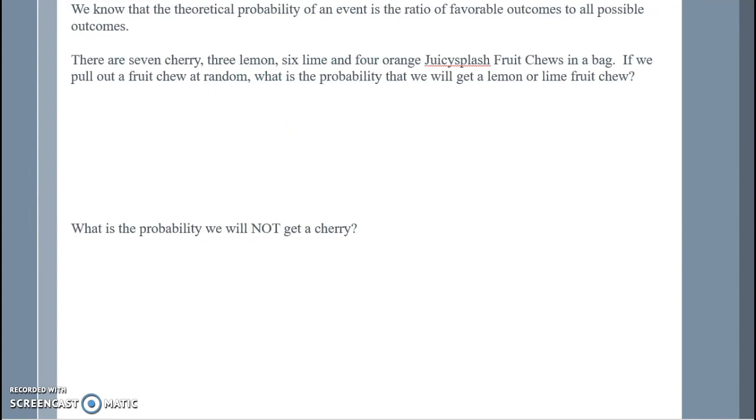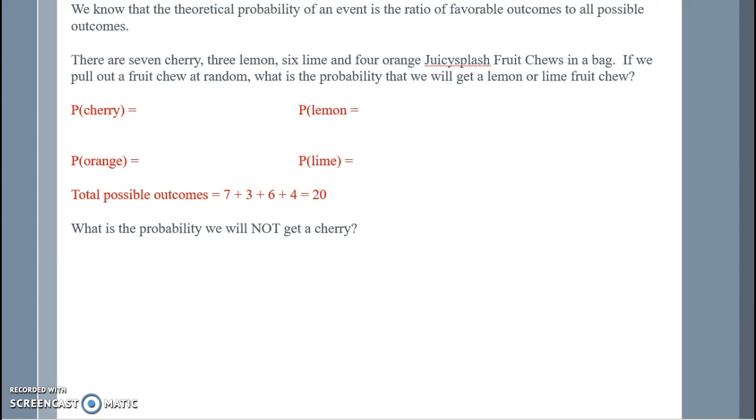We know that the theoretical probability of an event is the ratio of favorable outcomes to all possible outcomes. There are 7 cherry, 3 lemon, 6 lime, and 4 orange juicy splash fruit chews in a bag. If we pull out a fruit chew at random, what is the probability that we will get a lemon or a lime fruit chew? So let's identify the probability of getting the cherry, the orange, the lemon, and the lime.